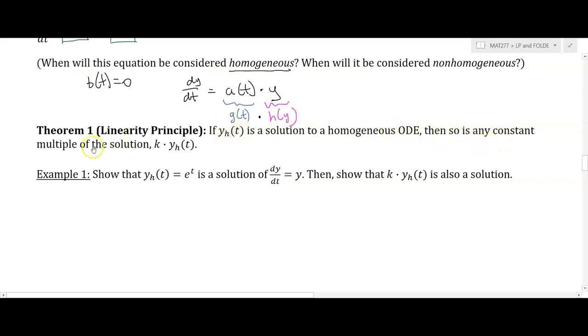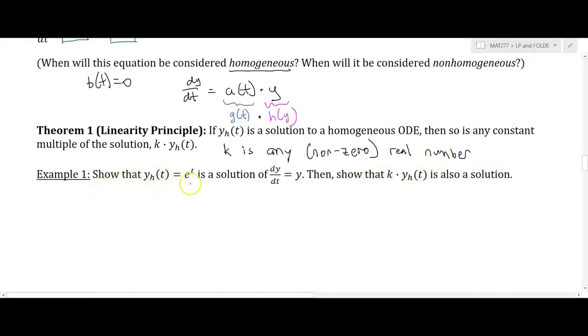But if y sub h is a solution to a homogeneous ODE, that's why we use the h there, then so is any constant multiple of the solution, k times y sub h of t, where k is just any real number. And typically, and ideally, that's going to be a non-zero real number. It could be a fraction, decimal, but the second you put a zero out there, it becomes a pretty boring solution. You get the trivial solution. So first of all, let's show that y sub h of t is a solution of dy dt equals y. Then show that any multiple of that is also a solution.